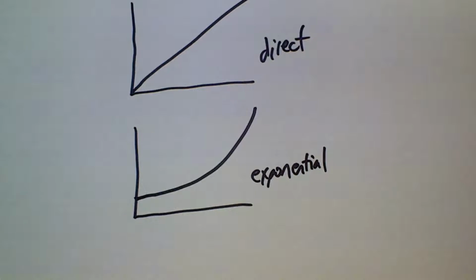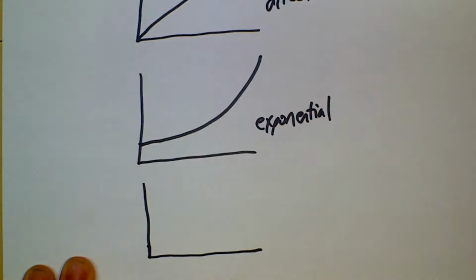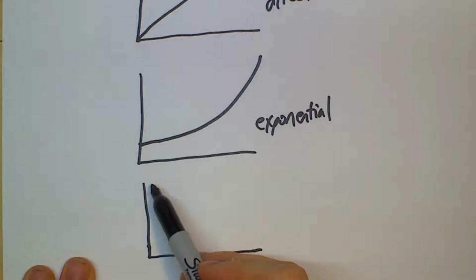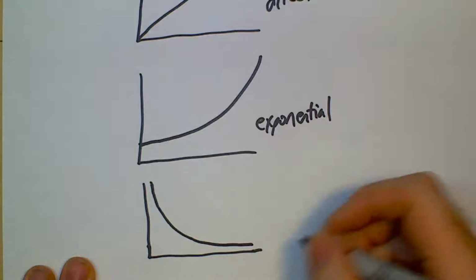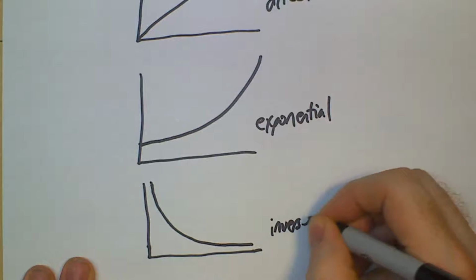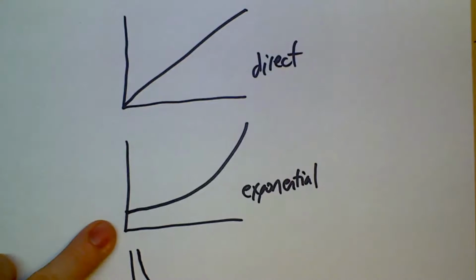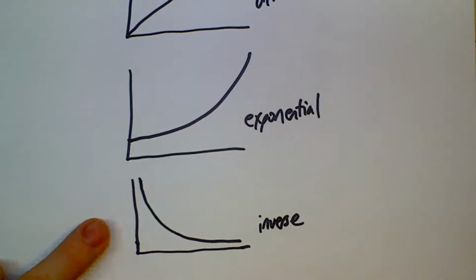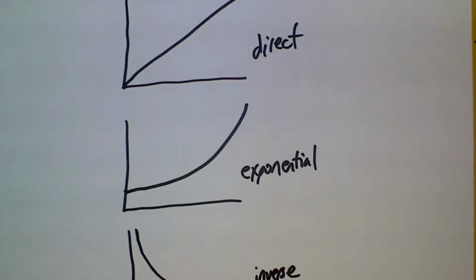And then finally, a much different shape than these other two: y starts off very large when x is very small, but then as x gets bigger, y gets smaller. This is called an inverse relationship. So those are your three: direct, exponential, and inverse. I want you to be able to recognize those three shapes of graph, because in science, when you do an experiment and you plot your data, it'll almost always be one of these three types of relationships, and those types of relationships mean something important.